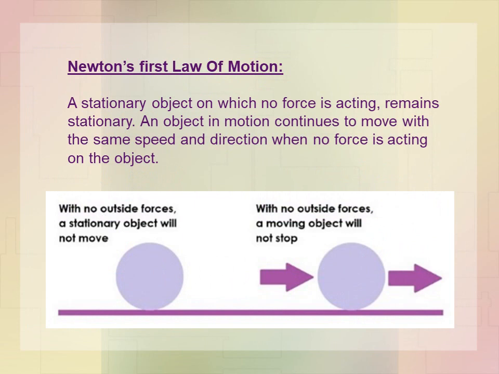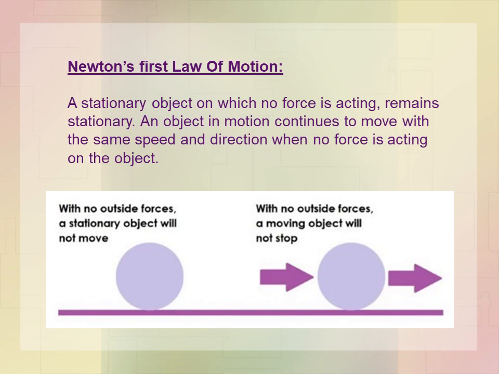Now let's see Newton's first law of motion. According to this law, a stationary object on which no force is acting remains stationary. An object in motion continues to move with the same speed and direction when no force is acting on an object. Let's understand with one example.